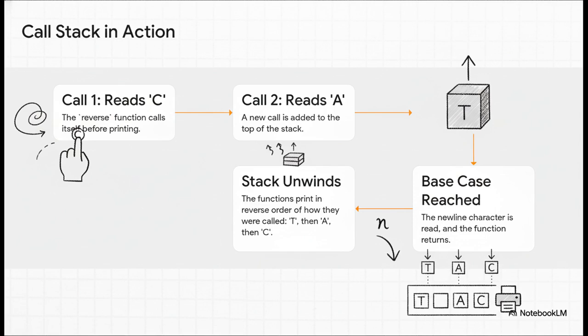The very last function is the first one to finish. And what does it do? It prints its character, T. Then its plate comes off. The one below it finishes, printing A. Then its plate comes off, and so on. It's like this perfect chain reaction, all in reverse.